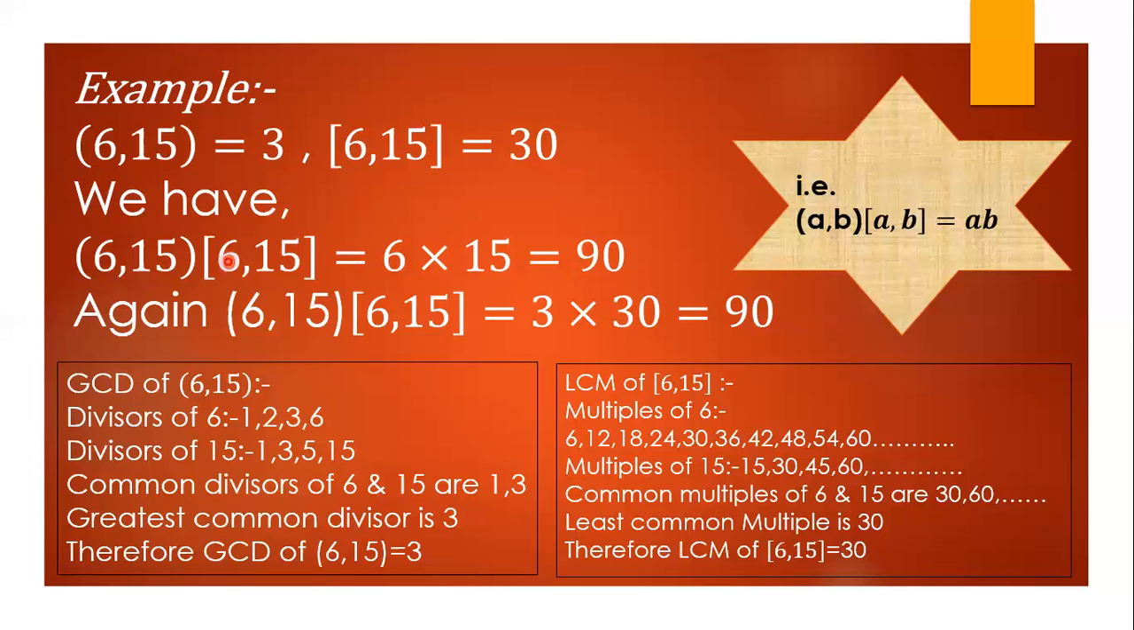We have GCD into LCM is equal to the product of A and B, that is 6 into 15. Here we get 90. Again, we know that GCD into LCM is equal to the value of GCD, that is 3, and the value of LCM, that is 30. So 3 into 30 is again 90. That is, here we get the product of LCM into GCD or GCD into LCM is equal to AB.